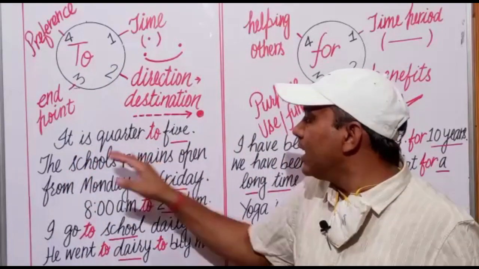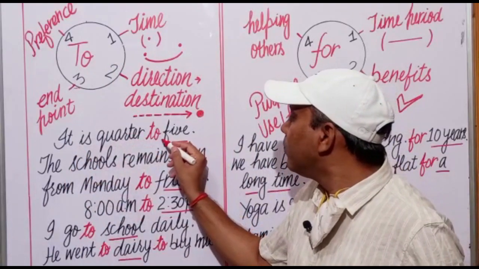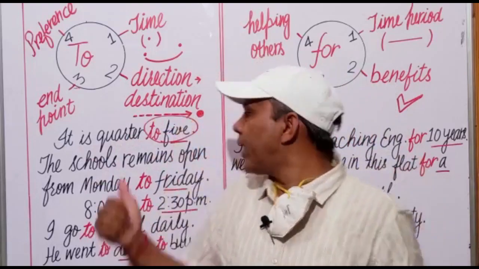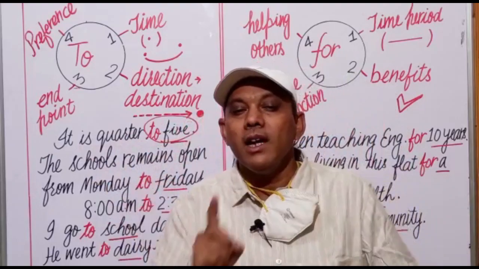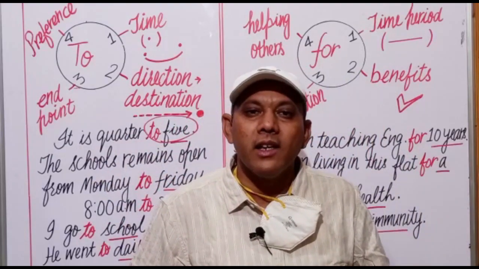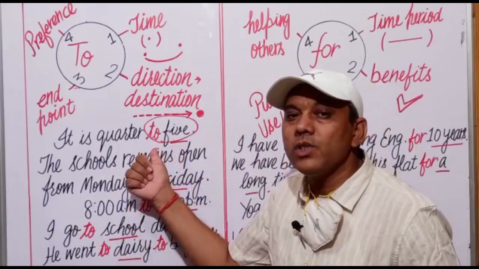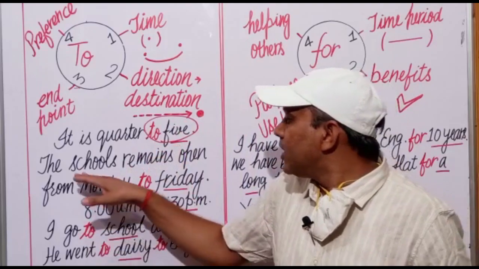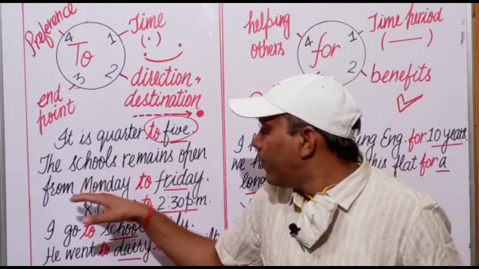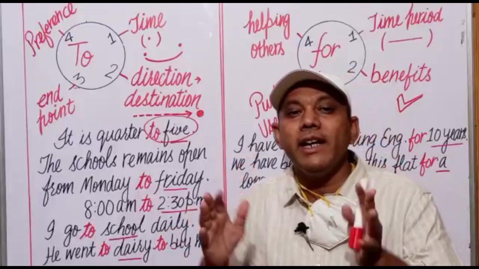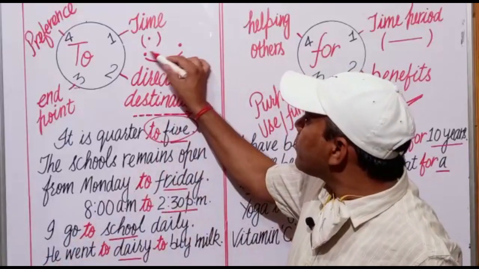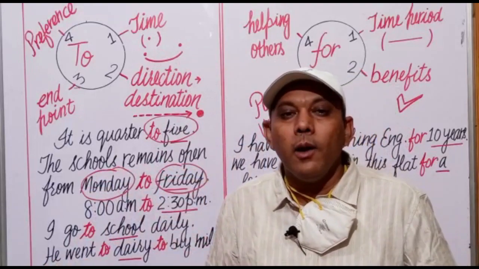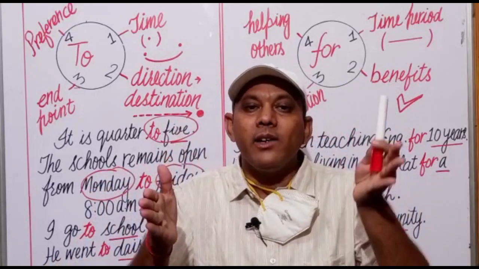Here in this example, it is quarter to 5. What does it mean? It means there are 15 minutes to go to 5. 5 बजने में अभी 15 मिनट शेष हैं. इसके लिए हम to का यूज करेंगे, to 5, and whatever it is. Next is, the school remains open from Monday to Friday and Monday to Saturday. There are 2 points of time. One is Monday and the other one is Friday. Monday to Friday, Monday to Friday.